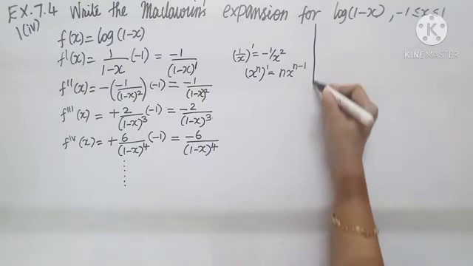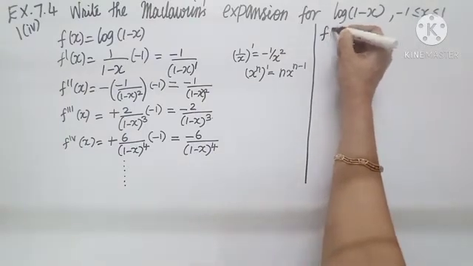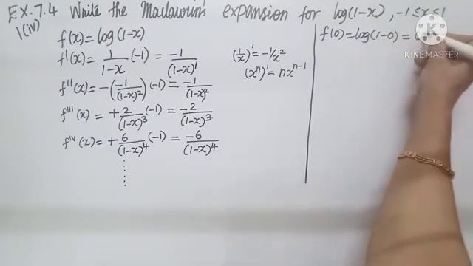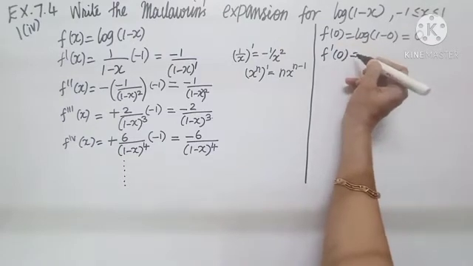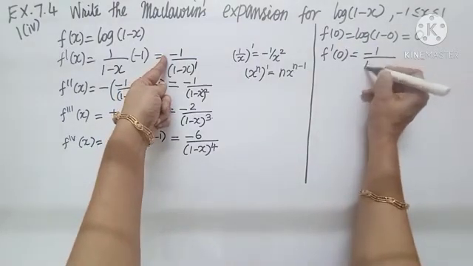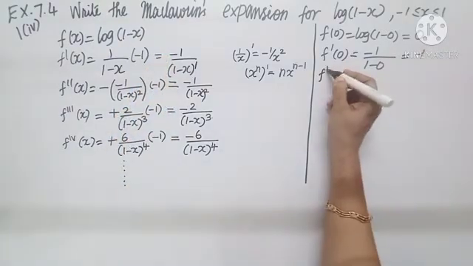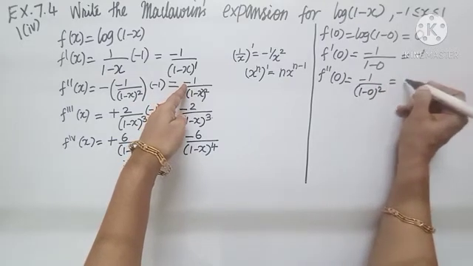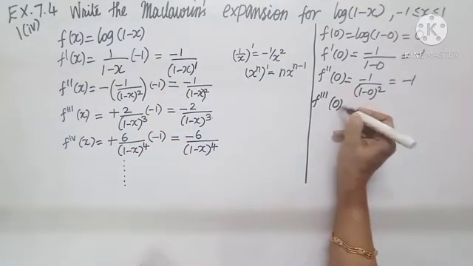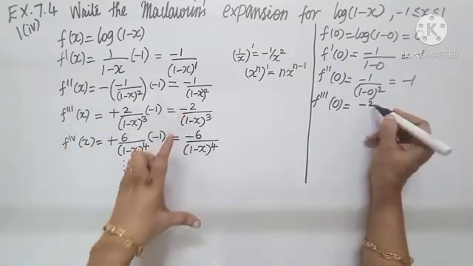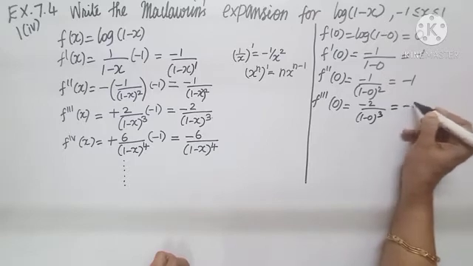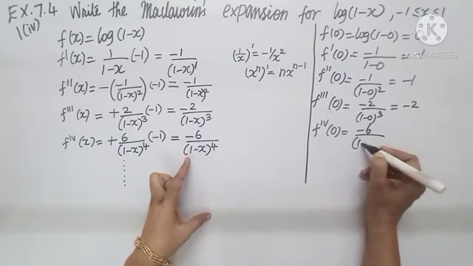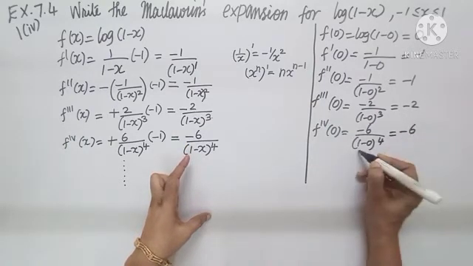Now, wherever x is coming, let us put 0. f of 0 is log(1 minus 0). Log 1 is 0. f dash of 0, we substitute here: minus 1 by 1 minus 0, that is minus 1. f double dash of 0, minus 1 by (1 minus 0) square, that is again minus 1. f triple dash of 0, minus 2 by (1 minus 0) cube, that is minus 2. Fourth derivative of 0, minus 6 by (1 minus 0) power 4, that is minus 6, and it goes on and on.